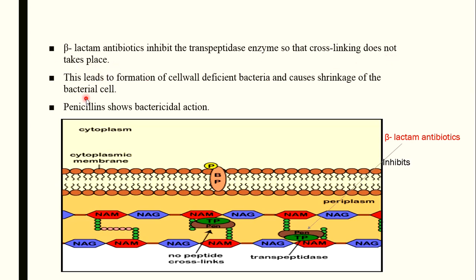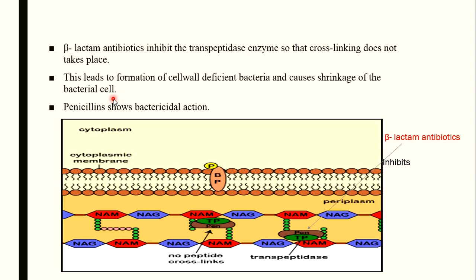These beta lactam antibiotics will inhibit this transpeptidase enzyme. When transpeptidase enzyme is inhibited, the transpeptidation process will not take place. That's why cross linking of peptide residues will not occur, so the peptidoglycan layer, which is a strong layer for the bacterial cell wall, will not form. This leads to formation of cell wall deficient bacteria and it will also cause shrinkage of the bacterial cell.